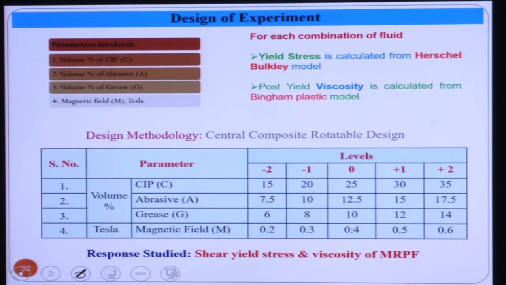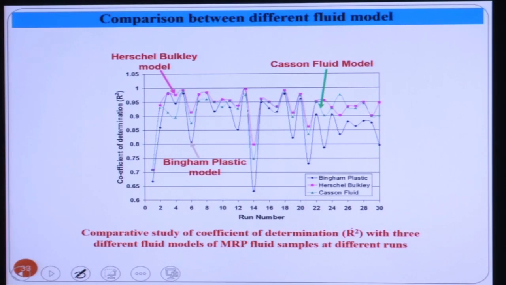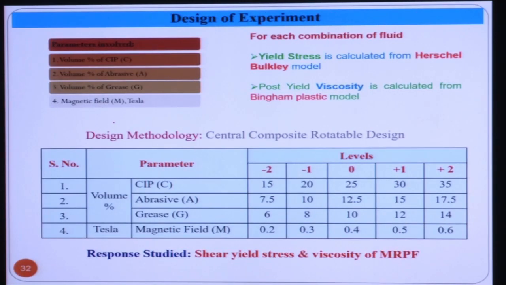What we found is that the R square value from all these 30 experiments is maximum for the Herschel-Bulkley model. R square is the fitting parameter. Its value near to 1 means very good fitting, and 0 means very poor fitting. In the case of the Herschel-Bulkley model, we can see this R square value is very high, so the Herschel-Bulkley fluid actually fits the data points obtained from the rheometer. So yield stress is calculated from the Herschel-Bulkley model, and post-yield viscosity is calculated from the Bingham plastic model.